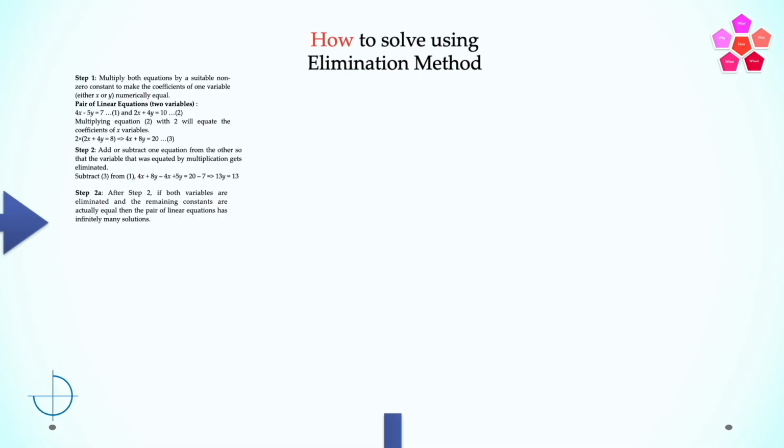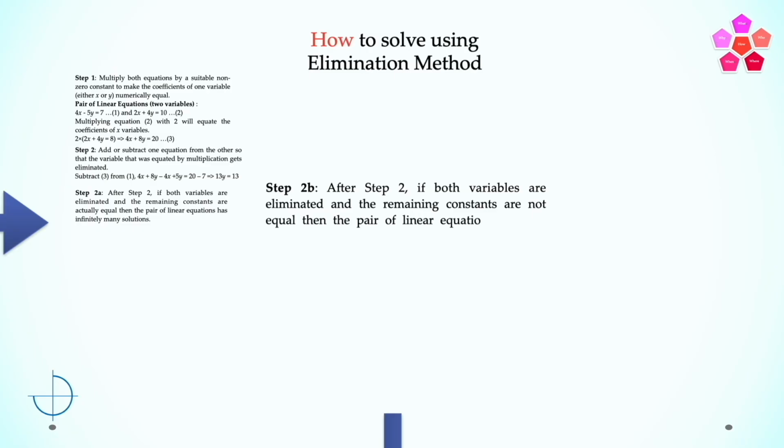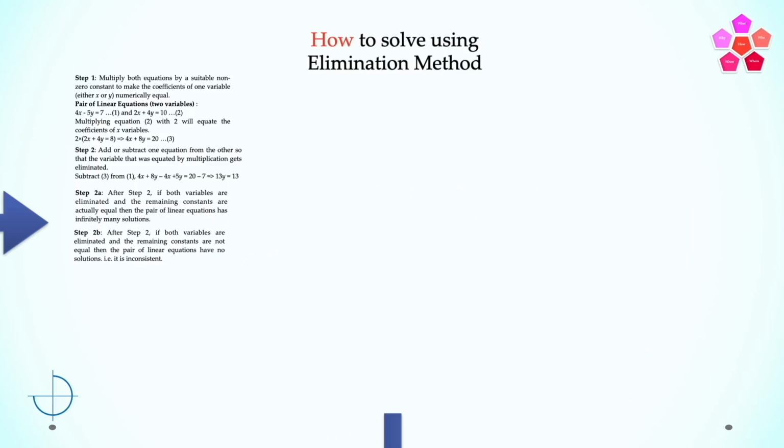This is not the case in the example we are working on, but this is a good point to remember. After step 2, if both variables are eliminated and the remaining constants are not equal, then the pair of linear equations has no solutions. That is, it is inconsistent. Steps 2a and 2b are the considerations that we have to keep in mind while making our logical ability more perfect.